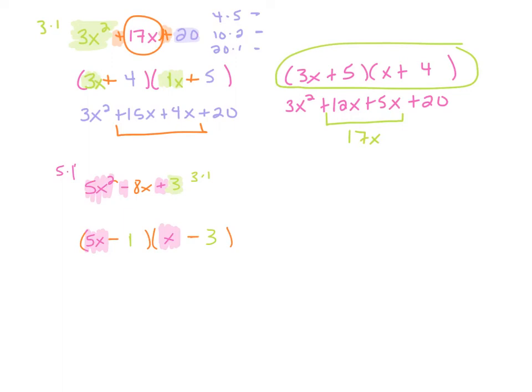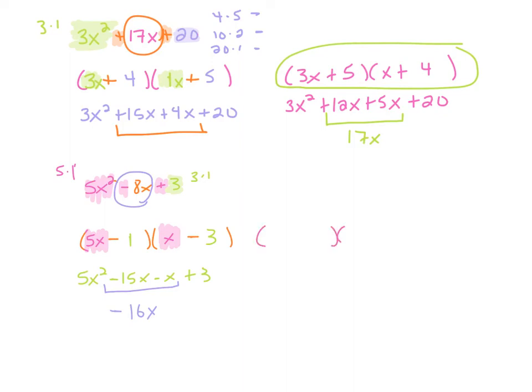And then we just have to check. So 5x times x is 5x squared. 5x times negative 3 is negative 15x. And negative 1 times negative x is negative x. And then negative 1 times negative 3 is a positive 3. Again, now we want to check that middle term there. So negative 15x minus x gives us negative 16x. So not what we wanted out of that middle term. We wanted that to be a negative 8x. So I got to change something. My first guess was wrong, so we got to make a new guess.